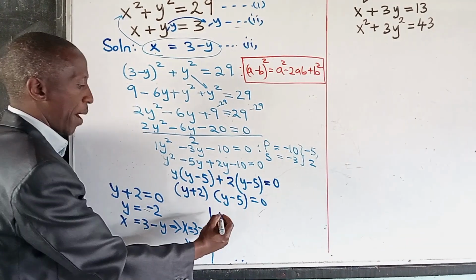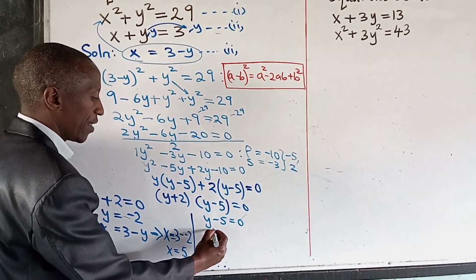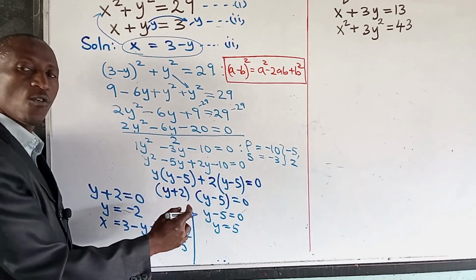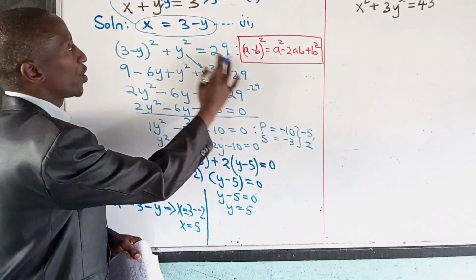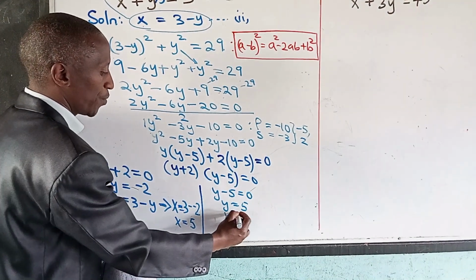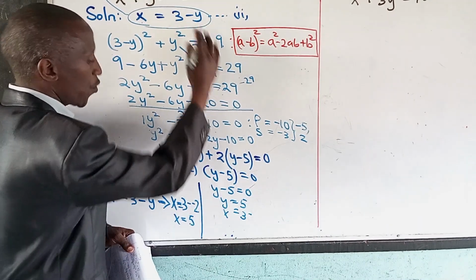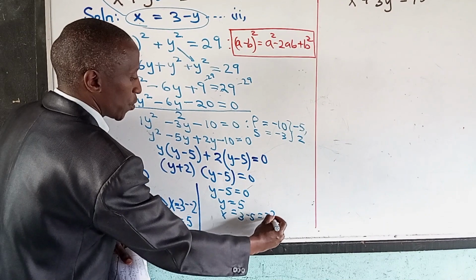Now, let's come to the other part. If y minus 5 is equal to 0, therefore we are saying y is equal to 5. What is the respective value of x? So we come back to the equation and we are saying that x should be equal to 3 minus the value of y, which is 5, and that gives us negative 2.